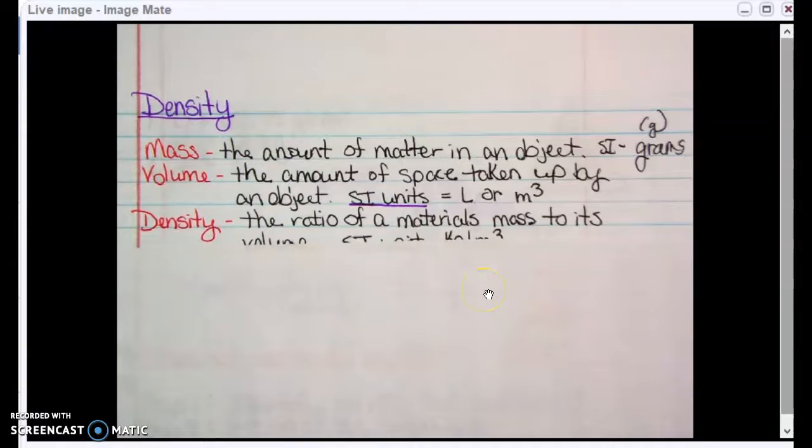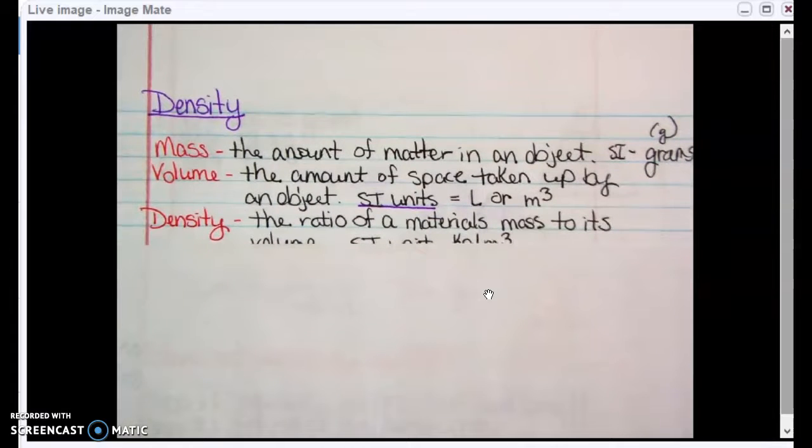All right, so today we're going to talk about density. In class today, we gave definitions and we did some problems, so I'm going to go over that again just in case you didn't understand it the first time or if you were absent. So density is the topic. Density is the ratio of a material's mass to its volume.